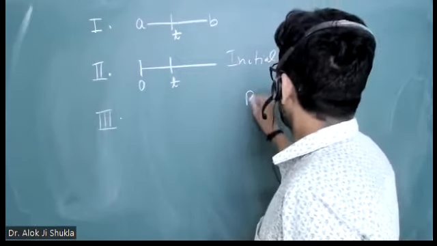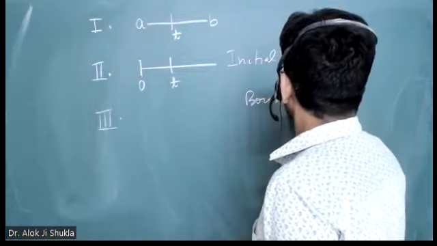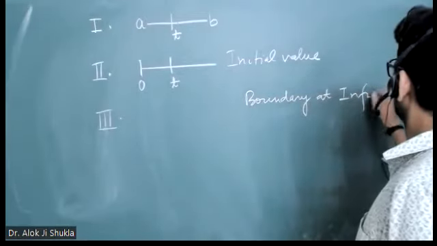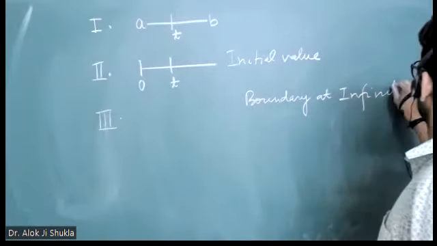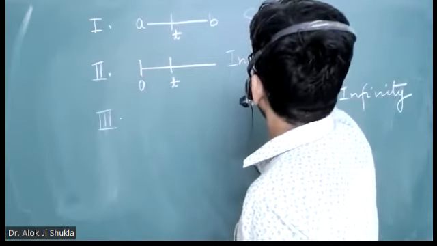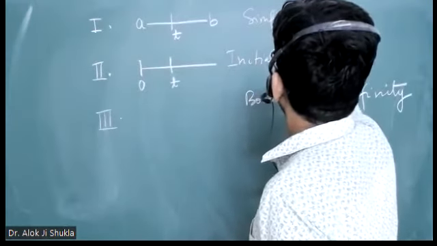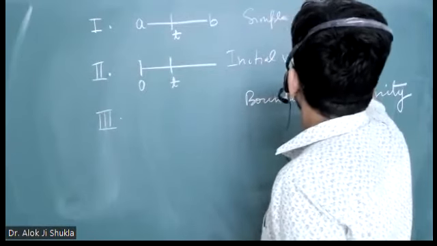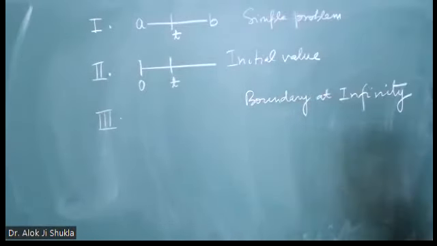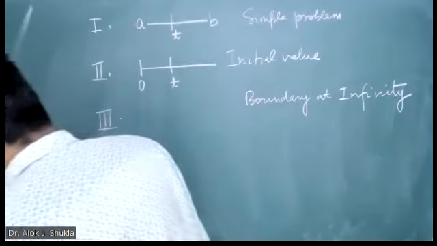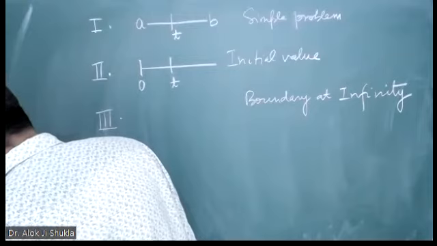And this is boundary at infinity. This is a simple problem in which both A and B were known. बोलो भाई, ये थोड़ा broadly समझ में आ रहा है या नहीं? आ रहा है? So boundary is at infinity.